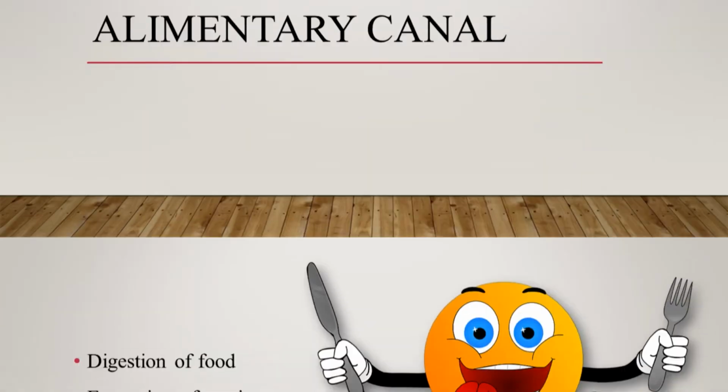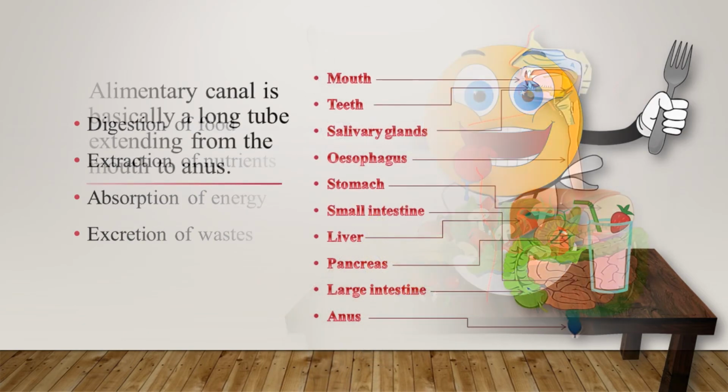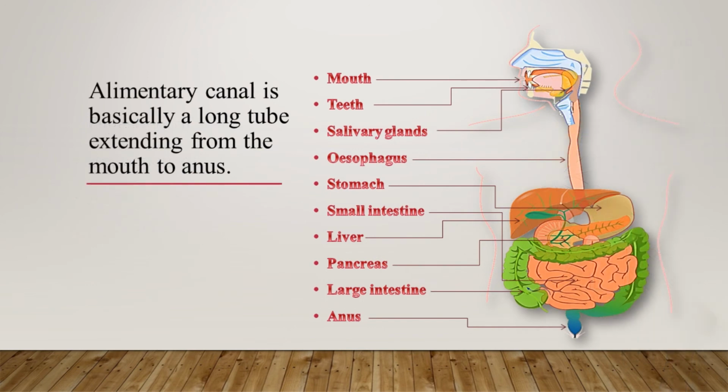The food we have taken in undergoes internal processing. That is, the food has to be digested properly, the nutrients extracted from it, the energy absorbed, and the waste materials thrown out of the body. From eating the food to excreting the waste, the process is done by the alimentary canal.